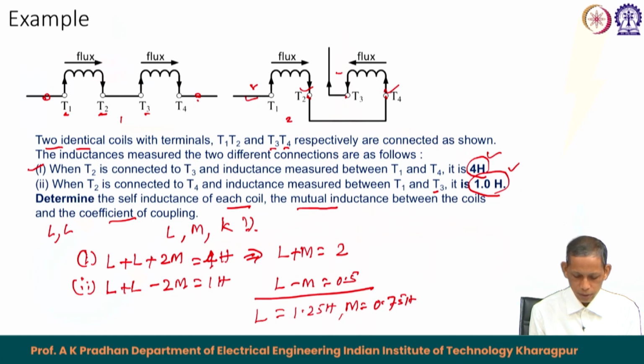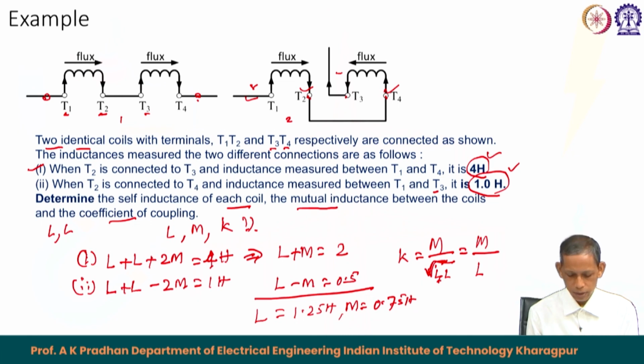But then the coefficient of coupling k, as per the formula, is M over root of L1 L2. Here both are L, so root of L times L, that is L square root, so that becomes equal to L. Then this becomes M upon L. So, we substitute the value of M and L, and this becomes 0.75 upon 1.25. This is the coefficient of coupling for this.